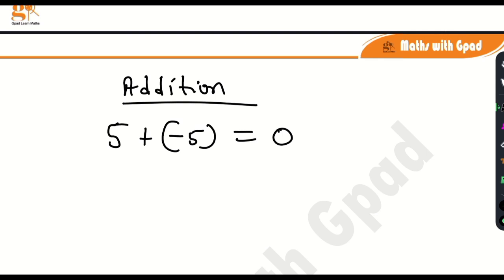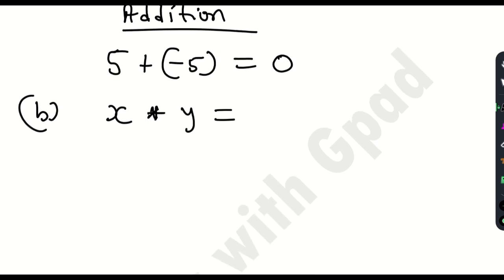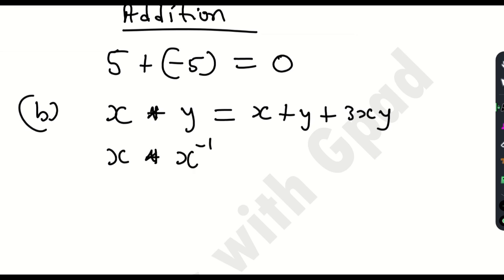Now that we have explained what inverse elements do, let's attempt the second part, which is to get the inverse element. Remember, we have the same operation. Let me write the operation again. x operation y is equal to x plus y plus 3xy. Very good. Now let's introduce our inverse element. I'm going to use x raised to the power negative 1 to represent the inverse element. This is equal to x plus x inverse, since the inverse replaces y, plus 3x times x inverse.